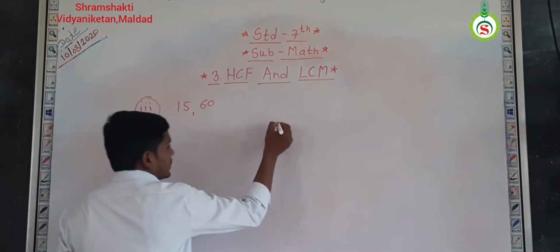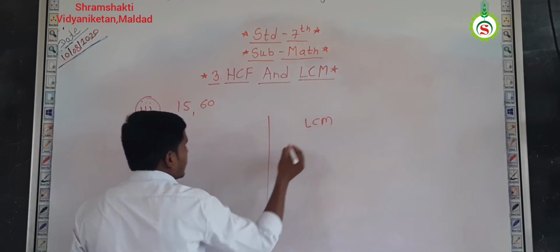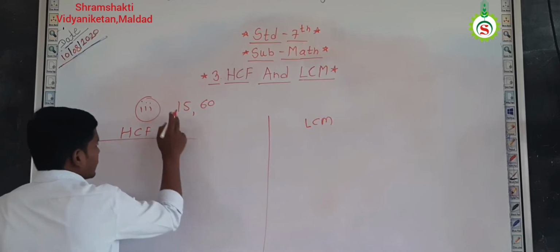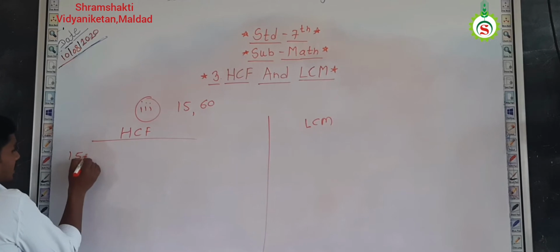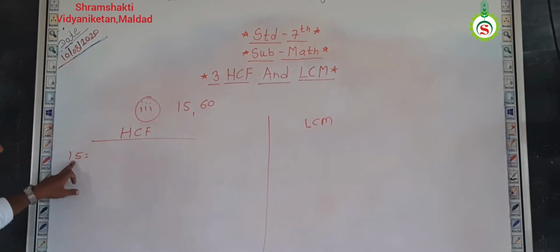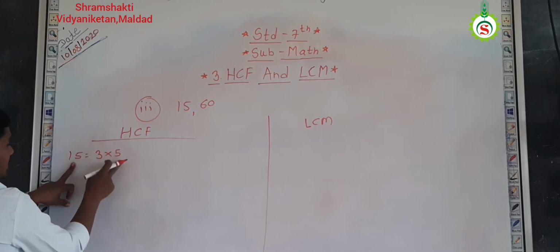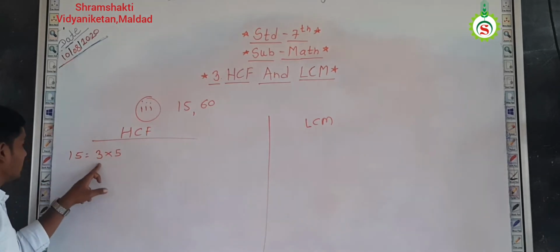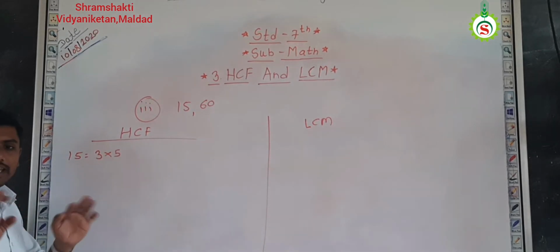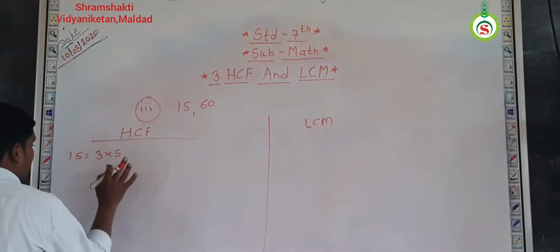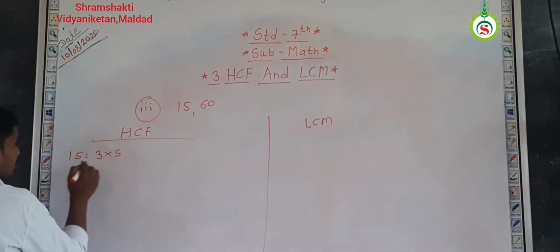Here I will write HCF and here I will write LCM. Okay. Now what I have to find out? The factors of 15 and 60. So 15. Which is the smallest number which will divide 15? 3. So 3 fives are 15. And both the numbers 3 and 5 are prime numbers. That means these numbers are not divisible by any other number. That means our factorization is over. So factors of 15 are 3 and 5.